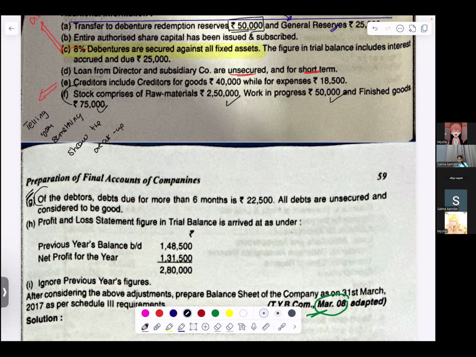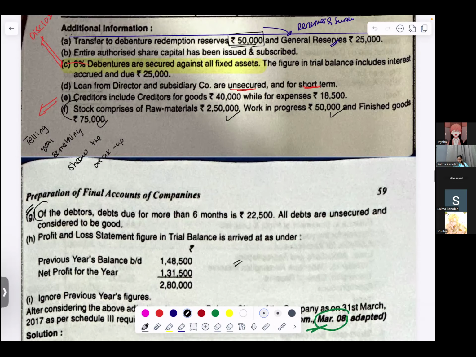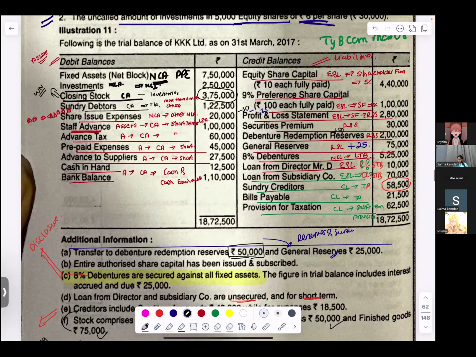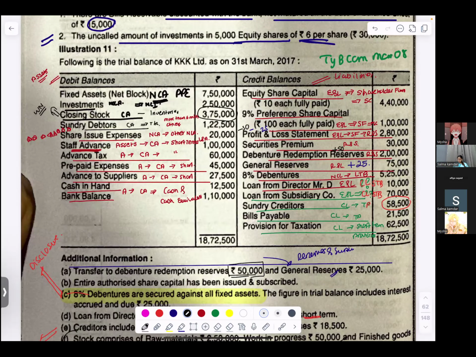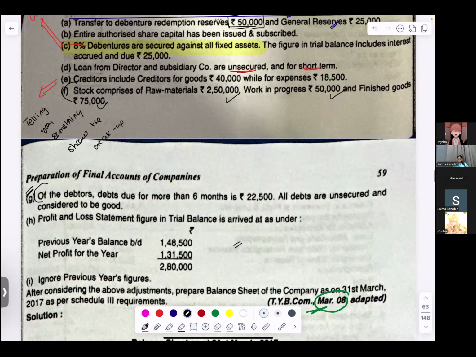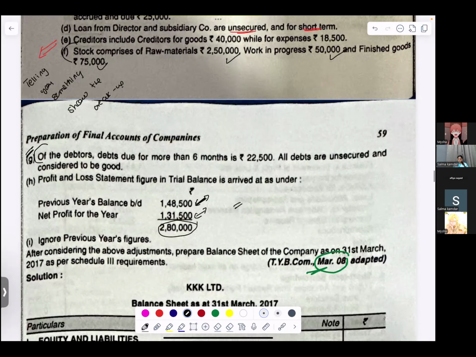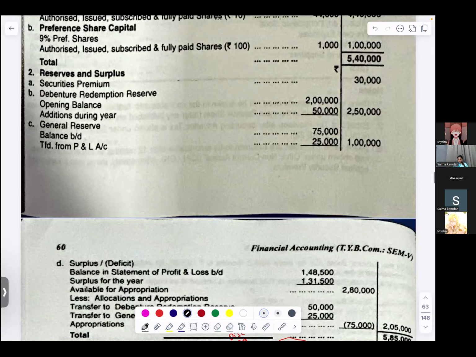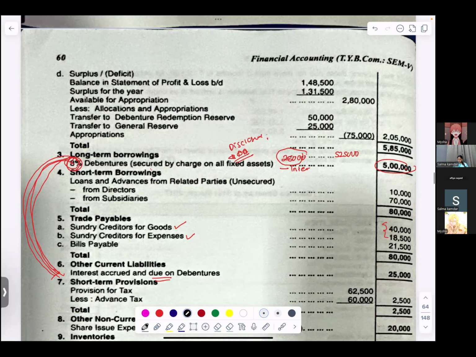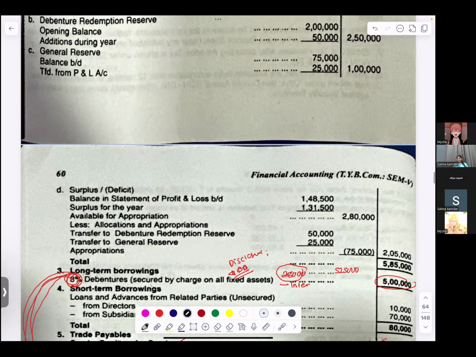And then this is your profit and loss account balance. Your profit and loss account balance was how much? 280,000. How is this 280,000 made up? This is the old one. This is the new one. And this is how your 280,000 is there. So when you're doing your reserves and surplus section, this is your 280,000. They've given you a breakup. You show the breakup.